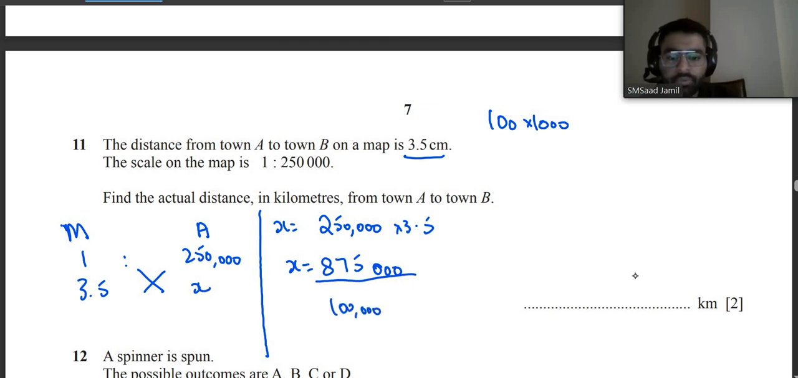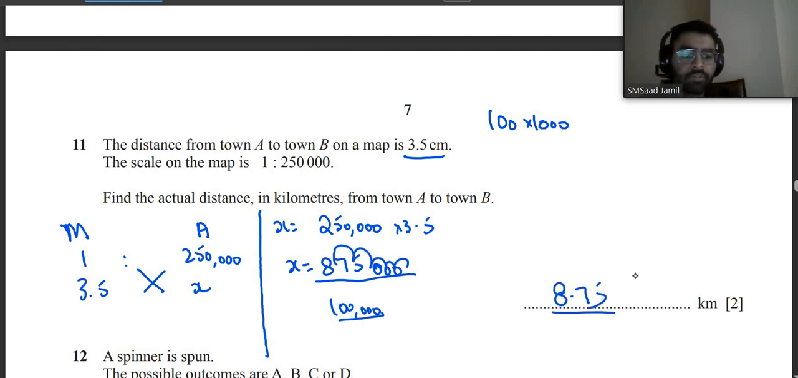100,000. We go 5 places back because there are 5 zeros. 1, 2, 3, 4, 5. So the answer is 8.75 kilometers. That's how you solve this question.